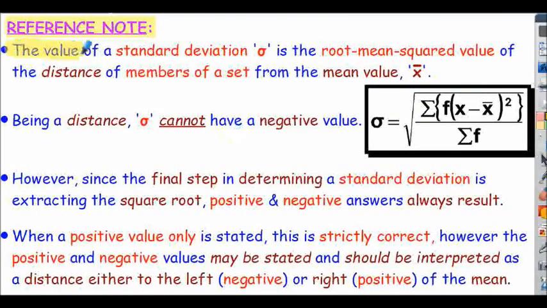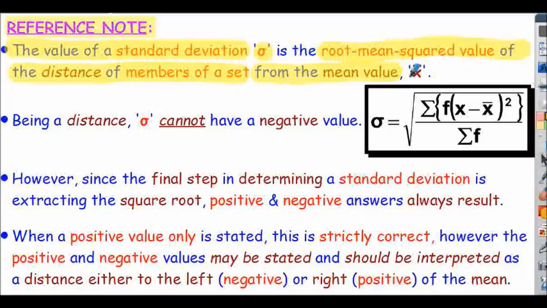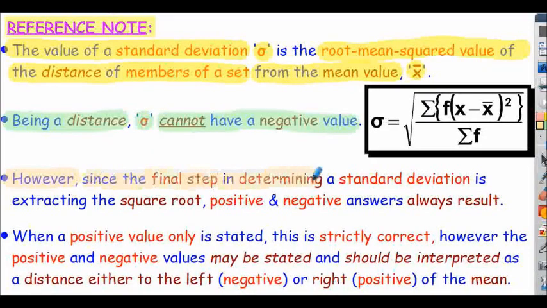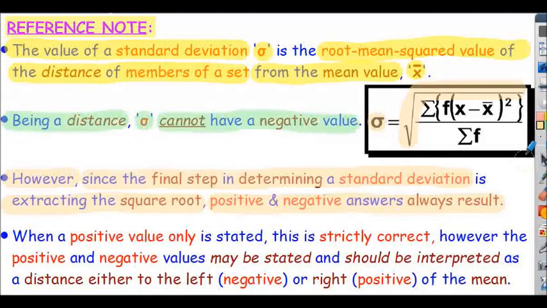Note for reference that the value of the standard deviation sigma is the root mean squared value of the distance of members of a set from the mean value, denoted as x bar. Being a distance, standard deviation sigma cannot have a negative value. However, since the final step in determining a standard deviation is extracting the square root, as shown here in this formula, positive and negative answers always result. Whenever we take a square root, we always have a positive and negative solution.